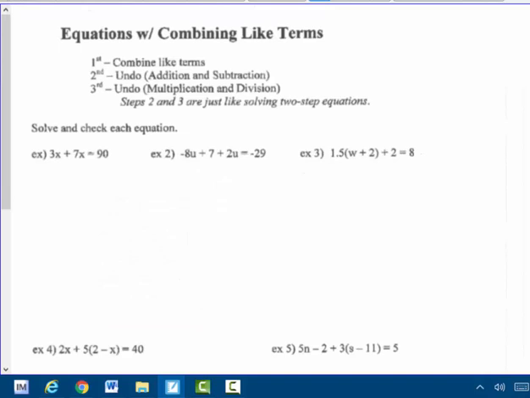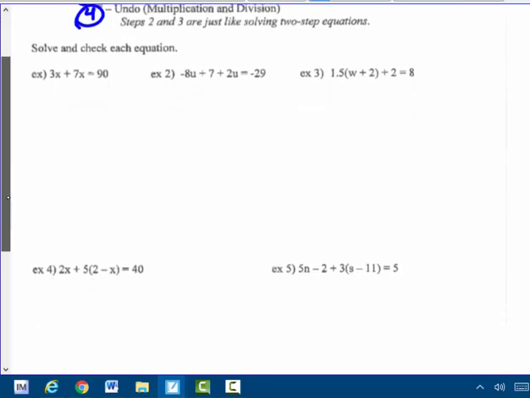Equations with combining like terms. First, combine the like terms. Undo adding or subtracting, then undo multiplying or dividing. If they have the distributive property, however, we're going to distribute first. Then we're going to combine like terms, then add or subtract, then multiply or divide. We've talked about these 4 steps. Solve and check each equation.